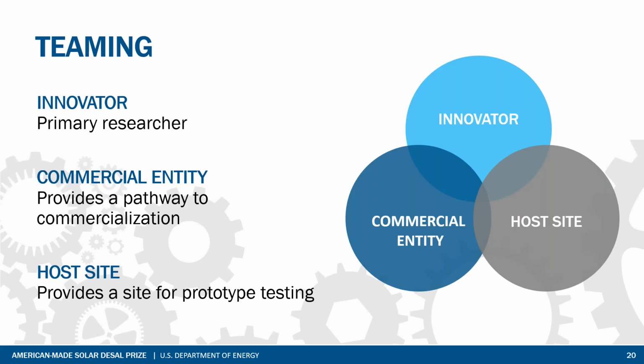Okay. You are not expected to have your team together at this point, nor are you expected to identify it as part of the innovation phase. But as part of the teaming phase, you need to have your team together, and that, again, is going to be January 2021. And the functions of the team, as we see it, is there's going to be an innovator, which is the primary researcher.